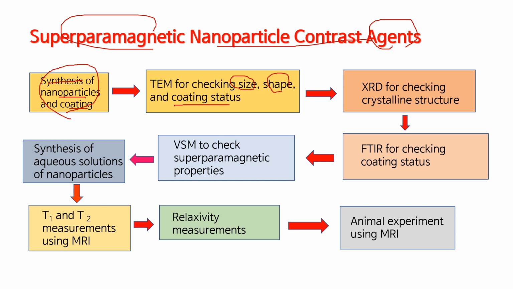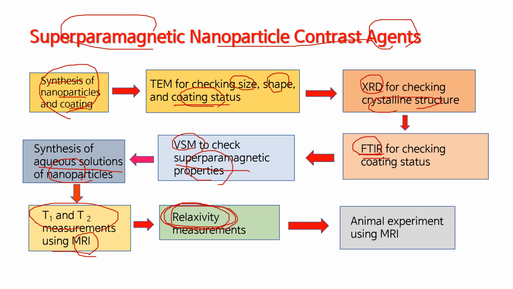And next, we have to check the crystalline structure using XRD, and we can also check the coating status using the FTIR technique. Next, we check the superparamagnetic properties using a vibrating sample magnetometer. And then we can make aqueous solutions of nanoparticles, with various concentrations of nanoparticles in the aqueous solution. Using these samples, we can check the T1 and T2 relaxation times using MRI. And using this data, we can determine the relaxivity.